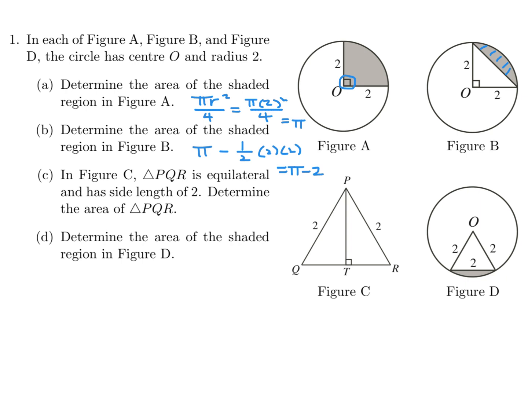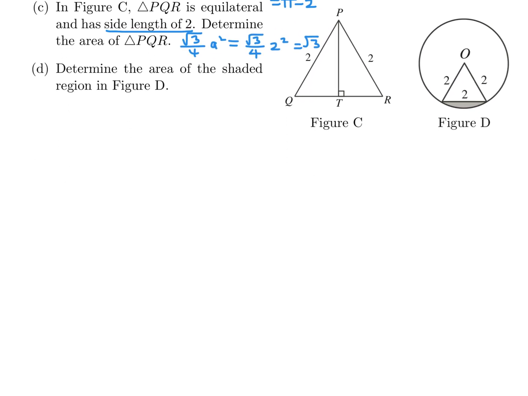Part C. In figure C, triangle PQR is equilateral and has side length 2. Determine the area of PQR. Well, you can do it the long way or the short way. I always remember the formula for the area of an equilateral triangle. It's √3/4 times a squared, where a is the side length. Well, in this case, our side length is 2. So it would be √3/4 times 2 squared, which is just √3.